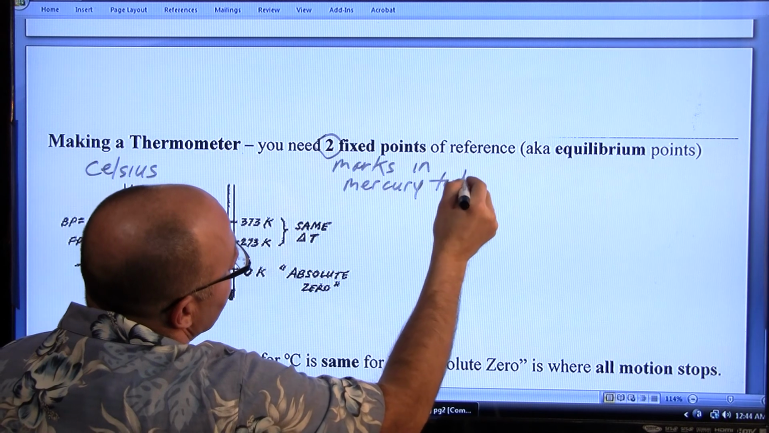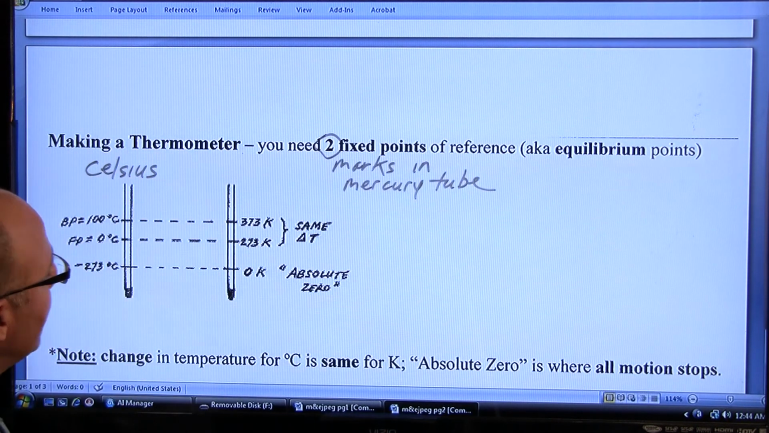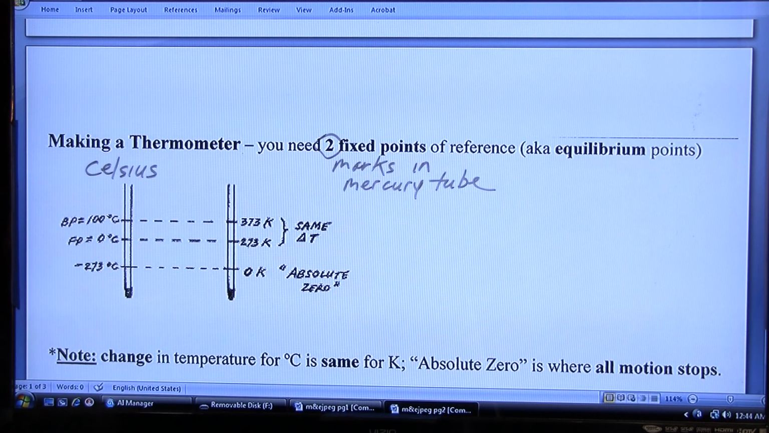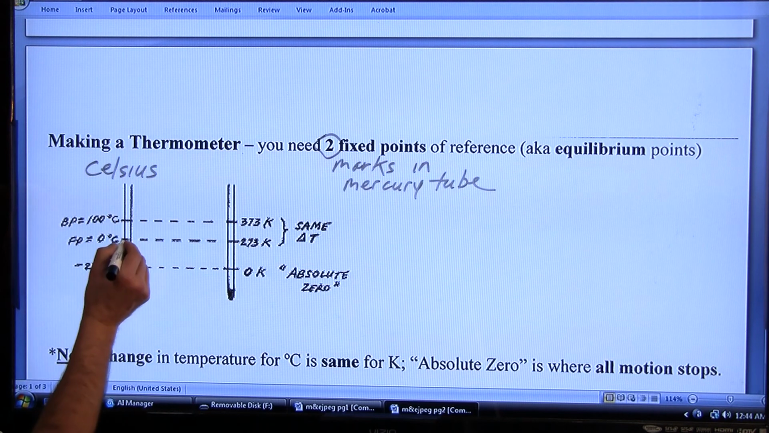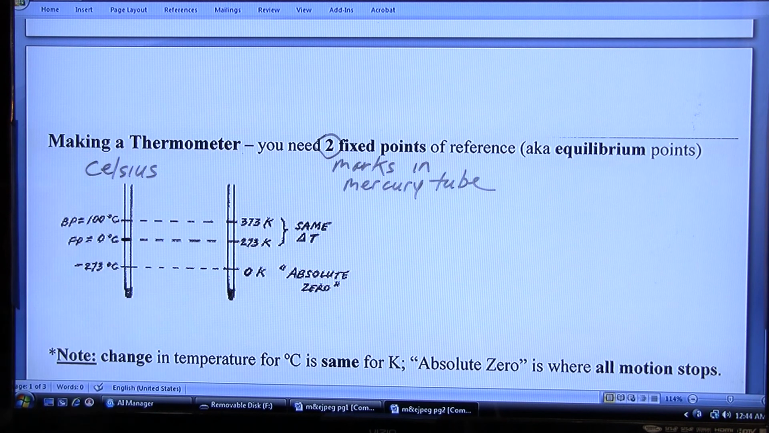And then he decided to make those marks using the freezing point and the boiling point of water. So he took this mercury tube that had no marks in it, and he placed it inside of water that was freezing. And the mercury, of course, dipped. It went down. And the water can get no colder as it turns from a liquid to a solid. And so he made a mark. And he called that mark 0 degrees Celsius.